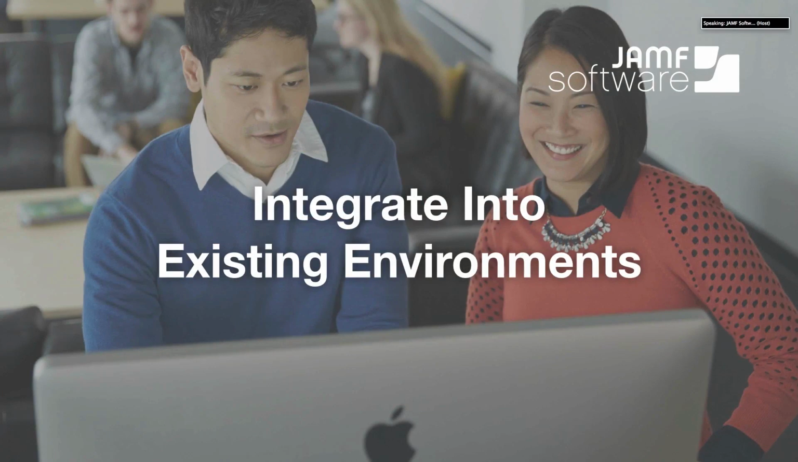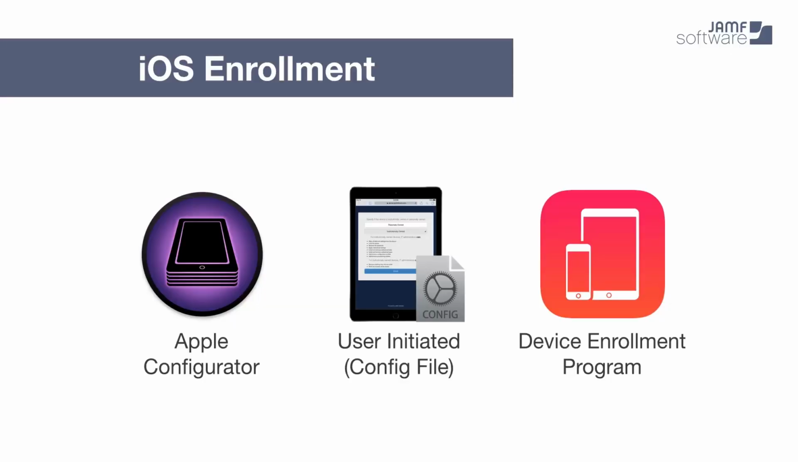Let's look now at how you actually integrate this stuff into your existing environments. So in those previous demos there, it always started with enrollment. How do you do enrollment? Well, it's really quite easy. On an iOS, you can either do it via Apple Configurator if you're doing a whole bunch at once over a USB cable. Users can enroll themselves via a web address, or you can use Device Enrollment Program, or again, DEP for automatic enrollment, which makes it a lot easier.